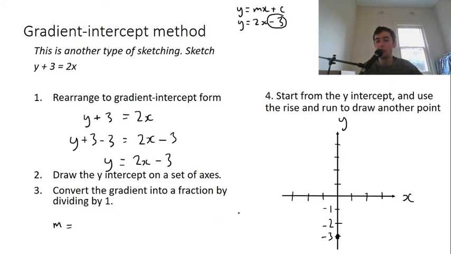Now, gradient really is how much, if I have 2 points, how much I have to go up and how much I have to go across to get from one point to the other. So this is the rise, how much I'm going up, and this is the run, how much I'm going across. So m, the gradient, equals the rise divided by the run.